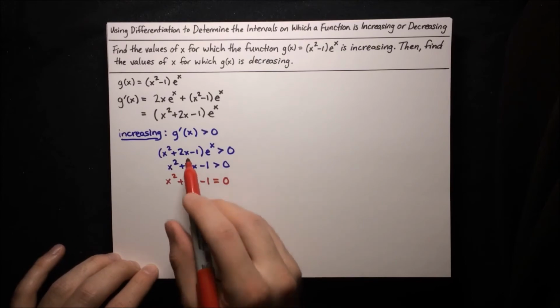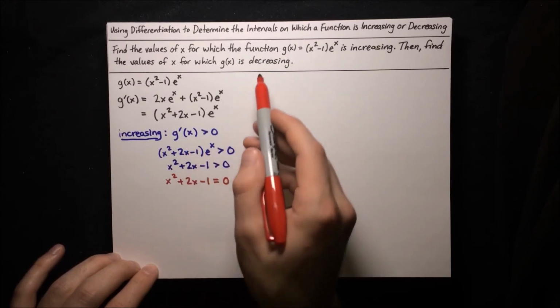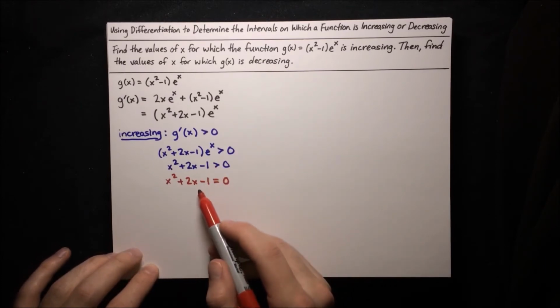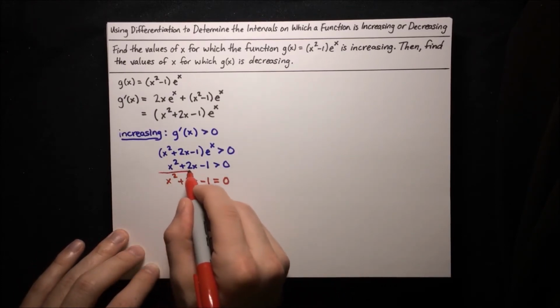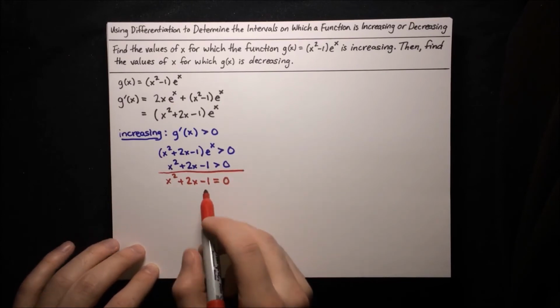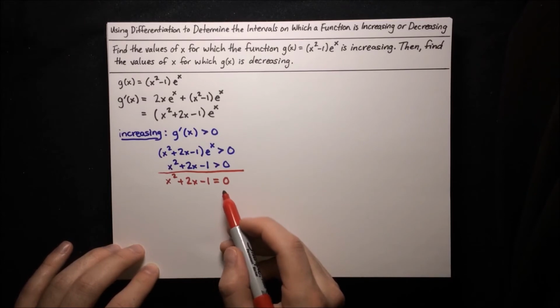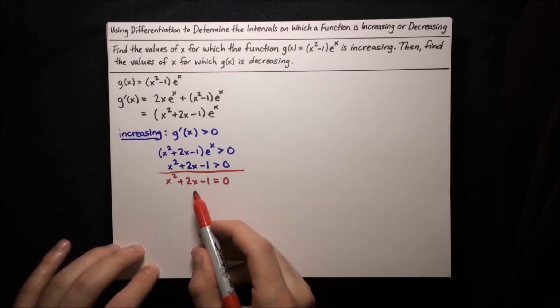We need to find where g prime of x is less than 0 anyway when we find where the function is decreasing, so it's not like we're doing any extra work. Let's draw a line here to separate these two steps. If we want to find where this expression is equal to 0, we might first try to factor it, but it doesn't look easily factorable, so we can use the quadratic formula.